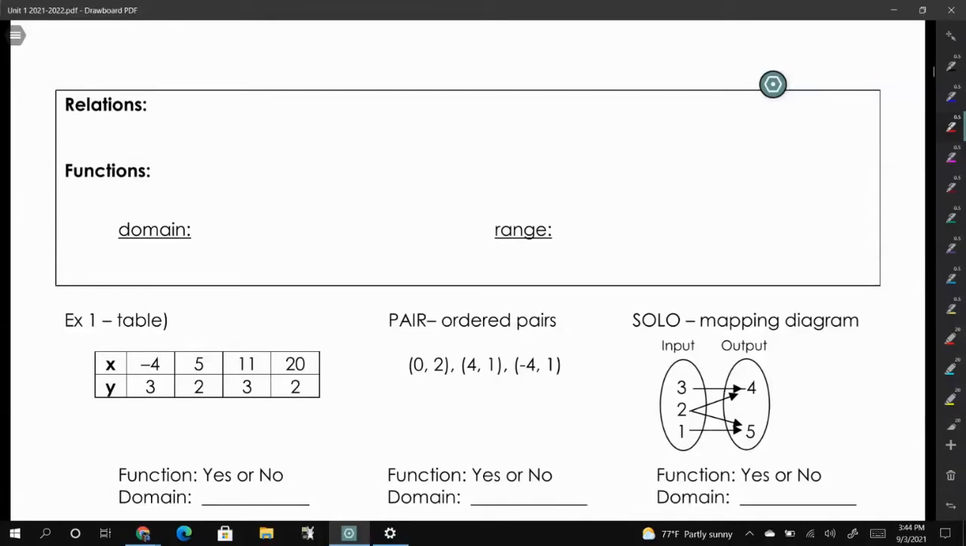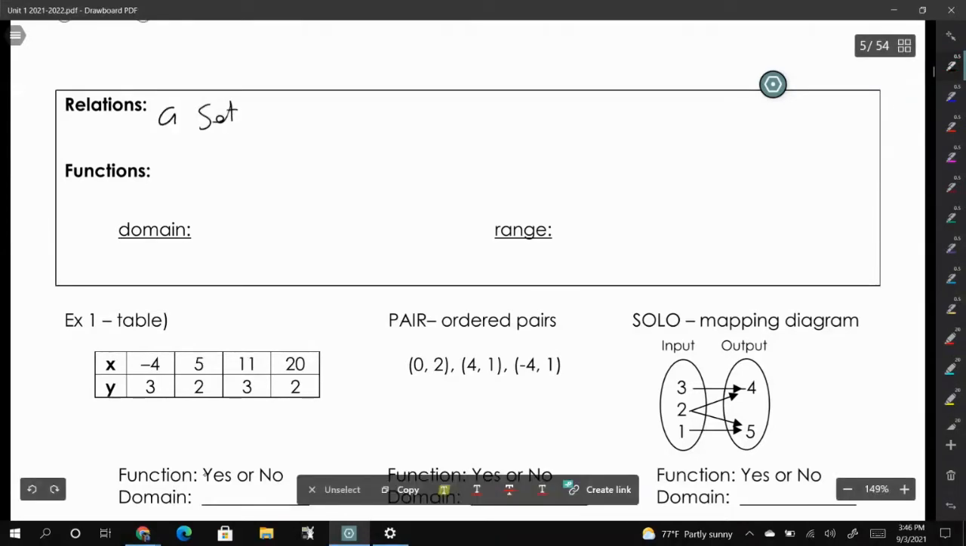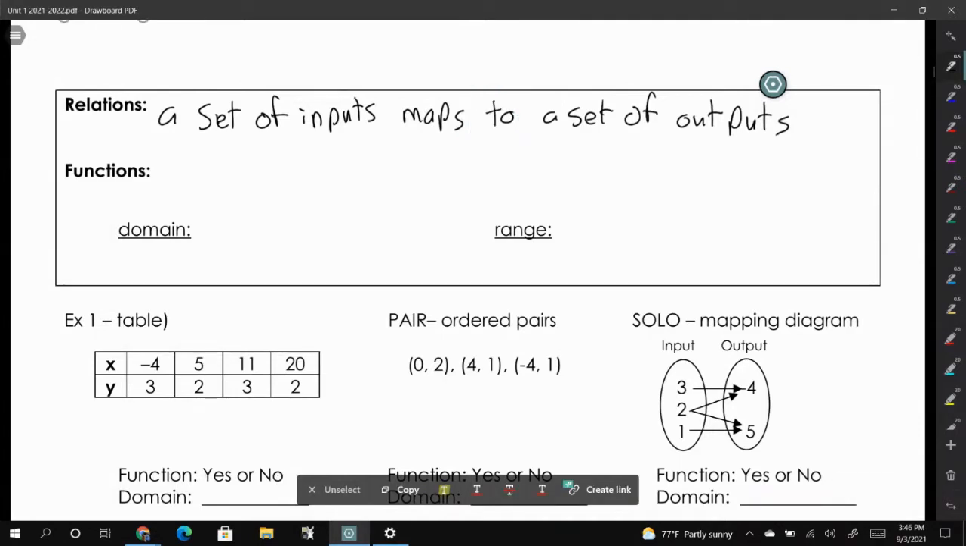So we have the first one, relation. A relation is a set of inputs that maps to a set of outputs. So in normal people words, that's just, okay, we input something and we get an output.